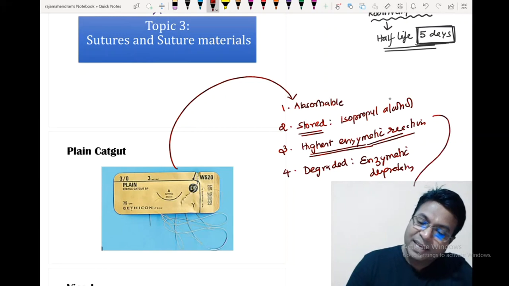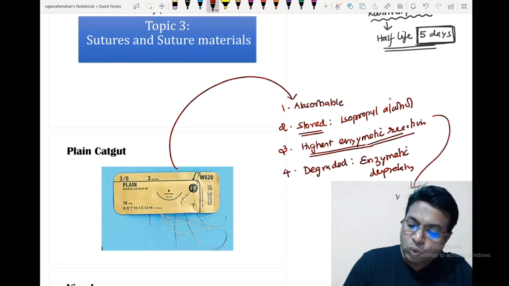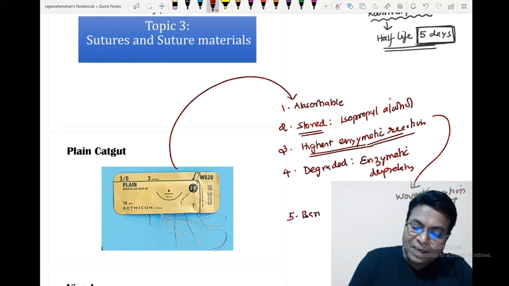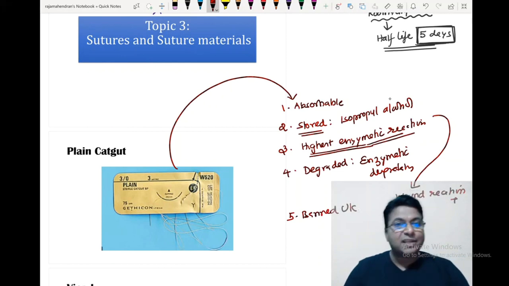Since it has the highest enzymatic reaction, the wound reaction will be more. Because of this problem, it is banned in the UK. It is not used in the UK, but it is still used in India.